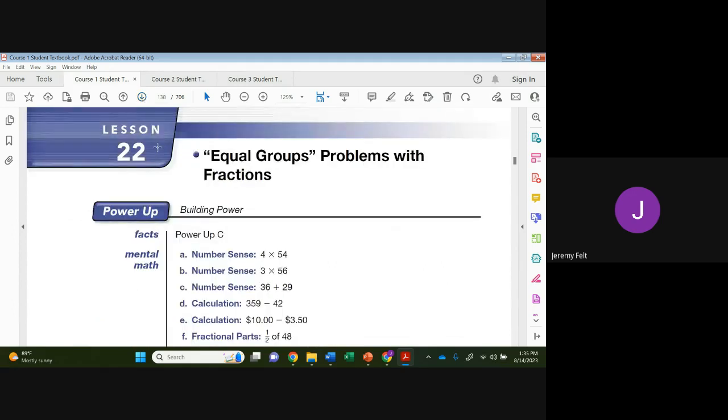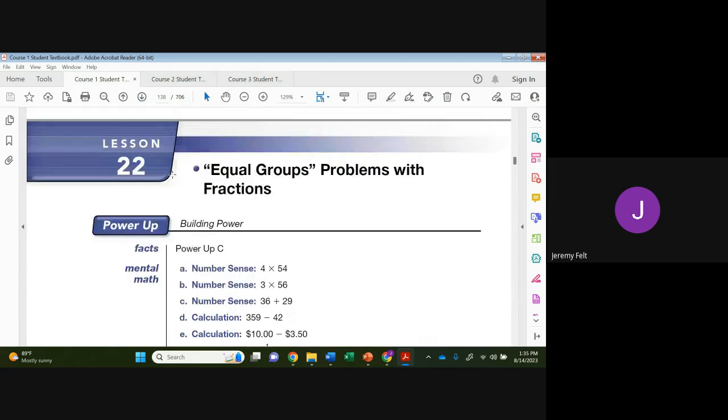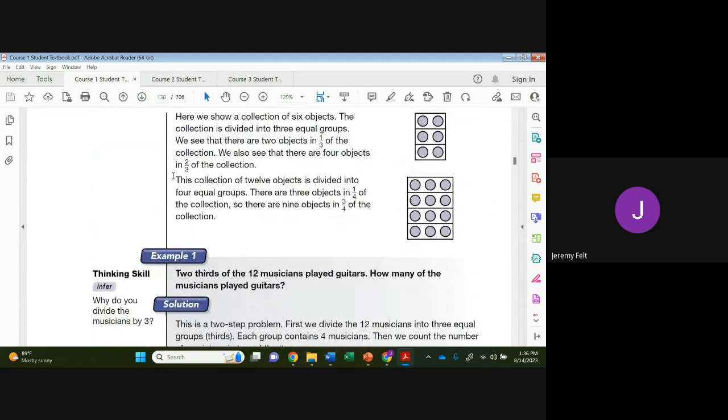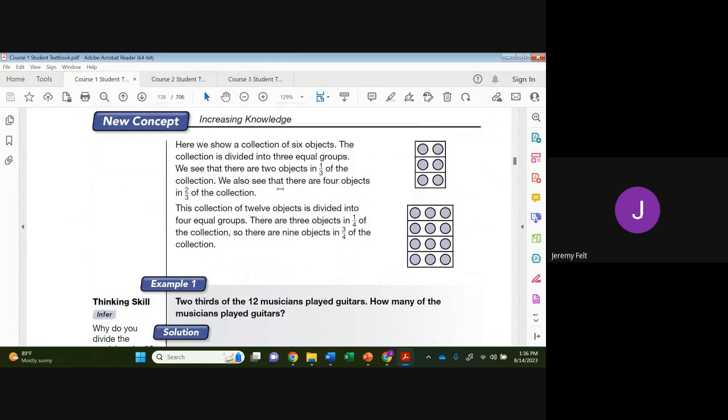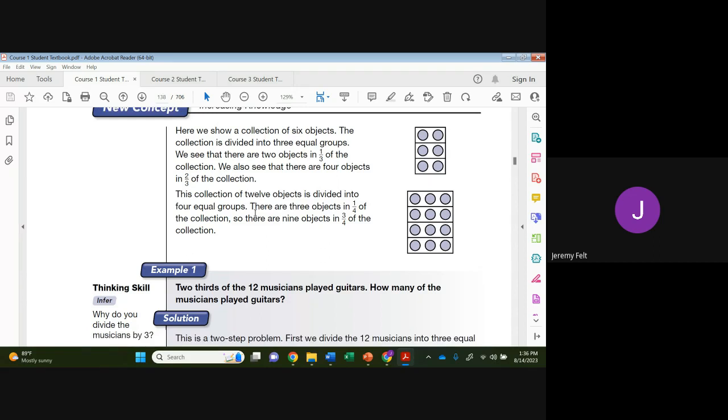Okay, next, lesson 22, looking at equal groups, problems with fractions. So if we look at fractions, obviously it's just division: 1/3, 2/3, 1/4, 3/4. We can look at those if we know there's equal groups. If we have 12 objects divided into 4 equal groups, we're going to have 3, 6, 9, and 12, because that's 12 objects divided into 4 groups. So each group is going to have 3.